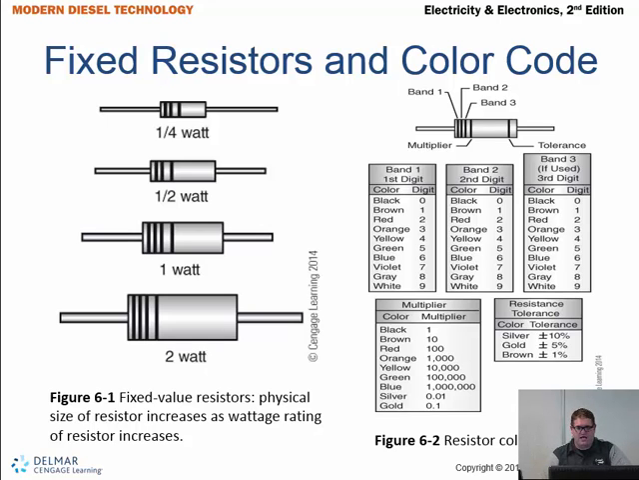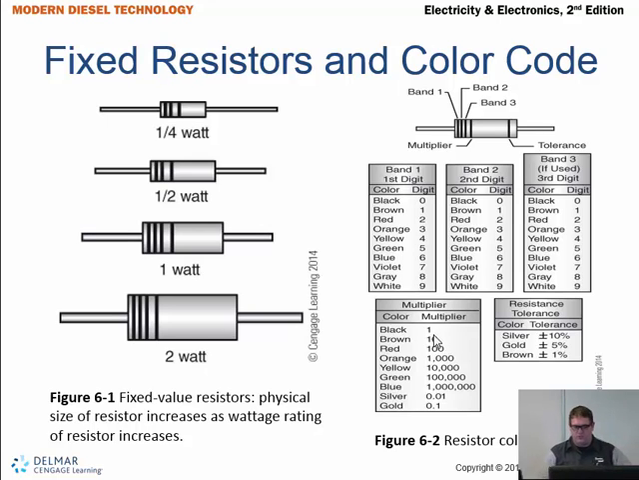So fixed resistors have a color code, and as you look here on the banding, we have our first band, our second band, our third band, then we have a multiplier band, and then a tolerance. So our first band is going to tell us, by the colors, what our number is there, and then our second band and our third band, and then we're obviously going to have our multiplier.